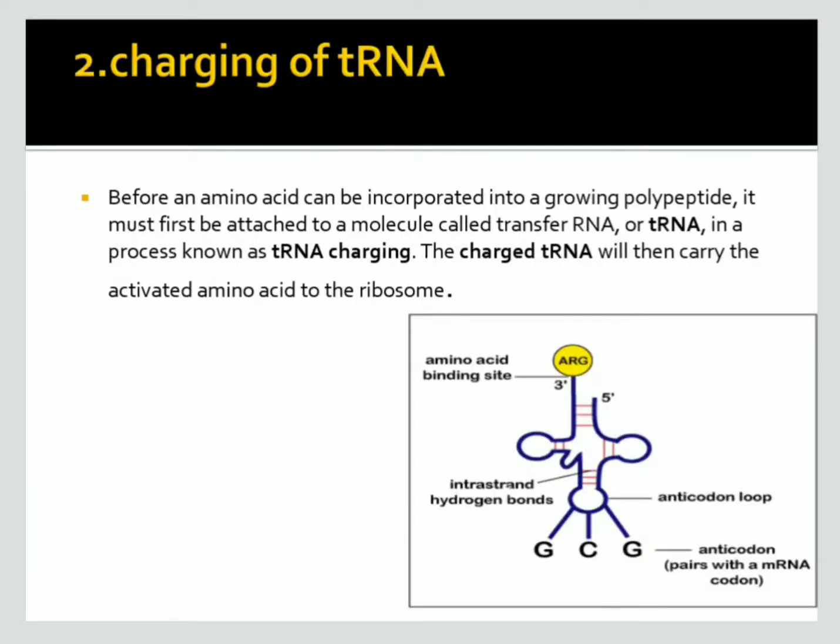Next, charging of the tRNA. Before an amino acid can be incorporated into the growing polypeptide chain, it must first be attached to a molecule called transfer RNA, in a process known as tRNA charging. The charged tRNA will then carry the activated amino acid to the ribosome. Here, the amino acid synthetase enzyme and ATP will be removed. Only the activated amino acids will bind to the amino acid binding site of the tRNA.